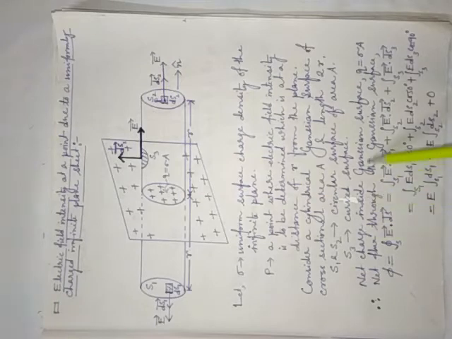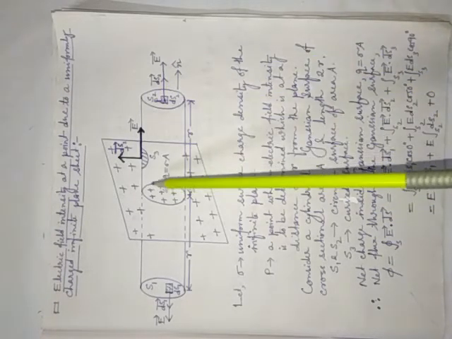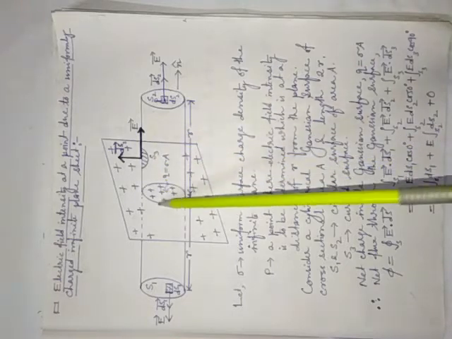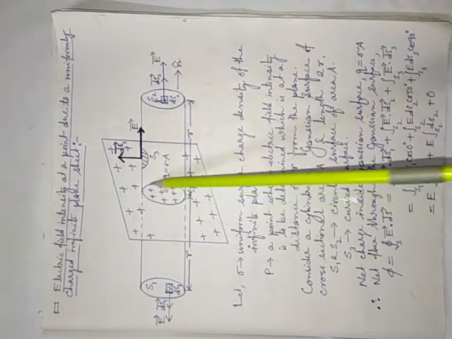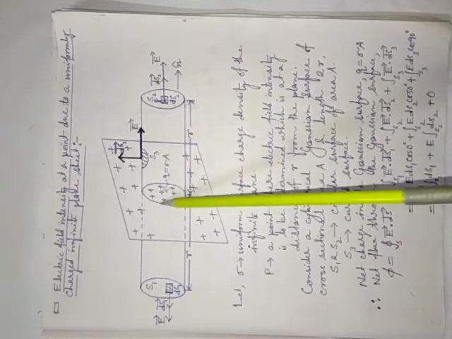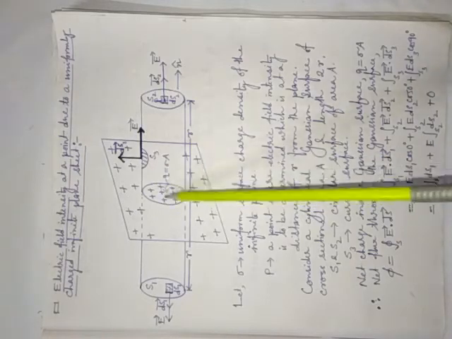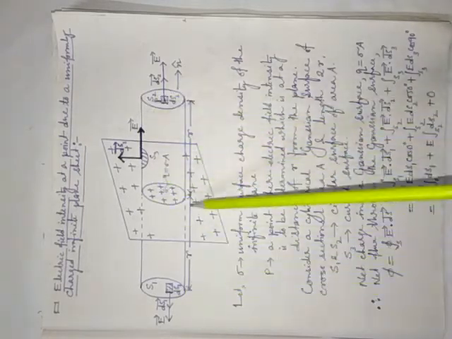The net charge inside the Gaussian surface, Q, is equal to sigma into A. See here, this cylinder has only this circular disk portion, and whatever charge is present inside it is the net charge inside the Gaussian surface, not outside.